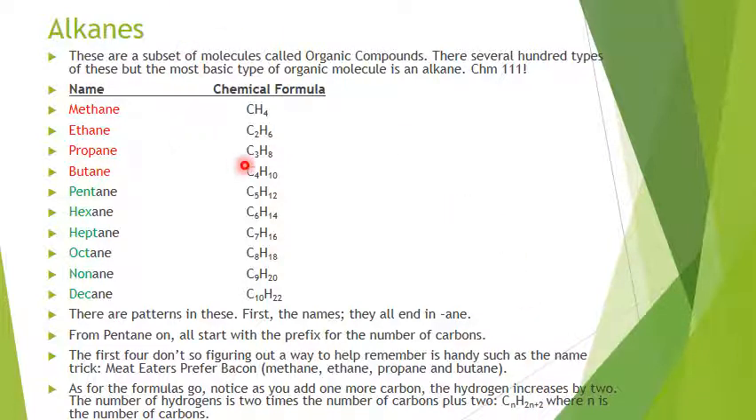So let's take a look at propane. Propane has 3 carbons, so hydrogens should have twice as many. So 6 plus 2 is 8. So there's those 10. So now you have 15 names and formulas to memorize.